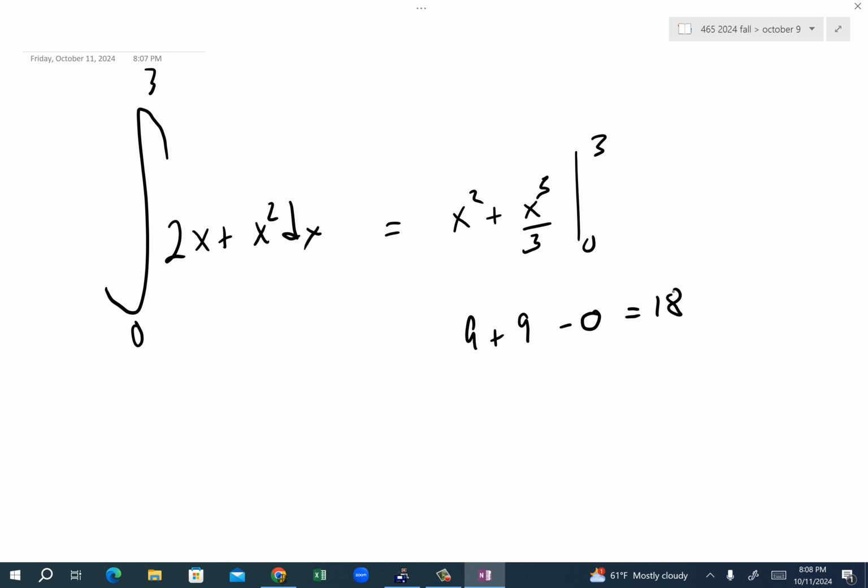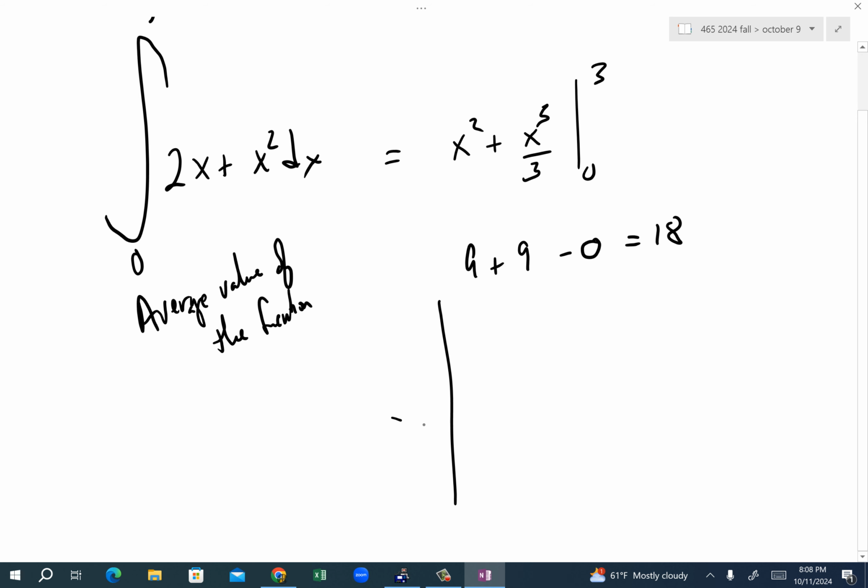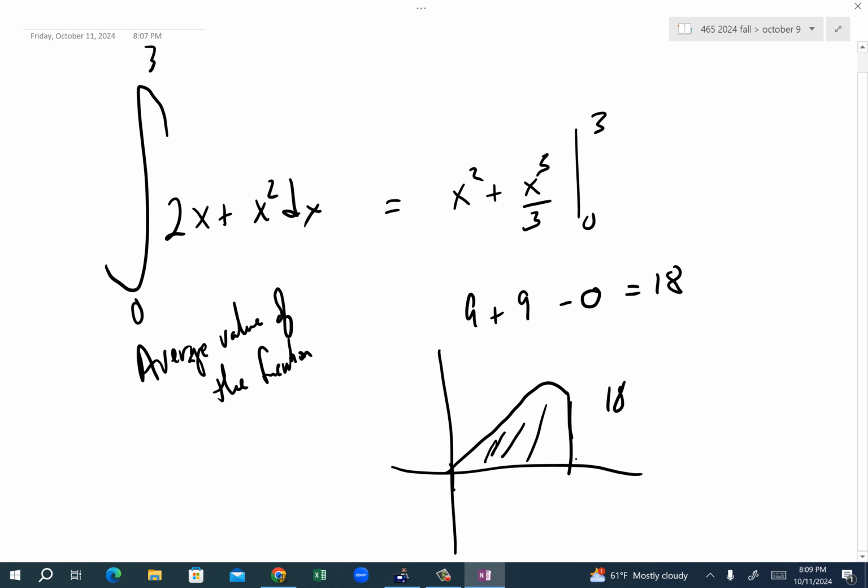My question to you is, what is the average value of the function? Well, what do you mean? Well, what I mean is this. We just said that from 0 to 3 we have some area, and the area is equal to 18. But notice that the bottom of this box is 3. From here to here, it's 3.